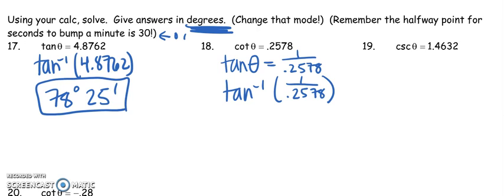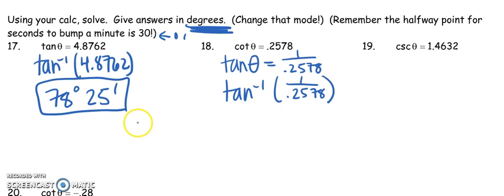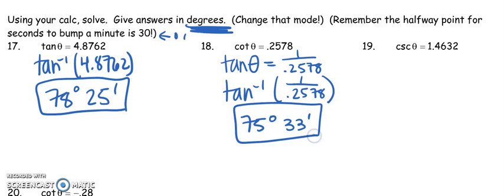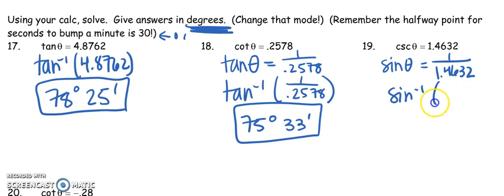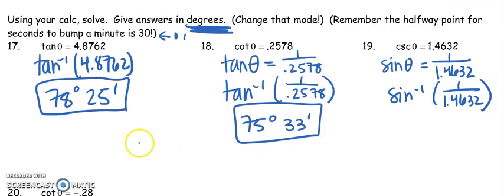And then we're going to type that into the calculator. And this is what you get here. And again, this is more than a half because there's 60 seconds in a minute. So 75 degrees, 33 minutes. All right, cosecant, there's no cosecant key, so you're going to do sine of theta equals 1 over 1.4632. And that's the same thing as saying inverse sine of that. I'm going to type that into the calculator. And then we have 43 degrees and 7 minutes.